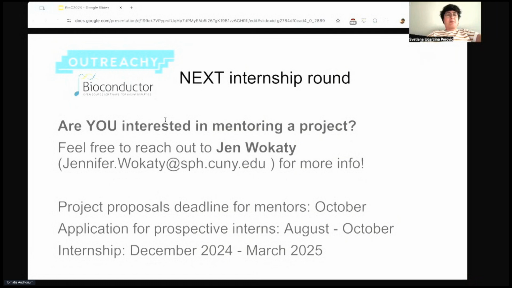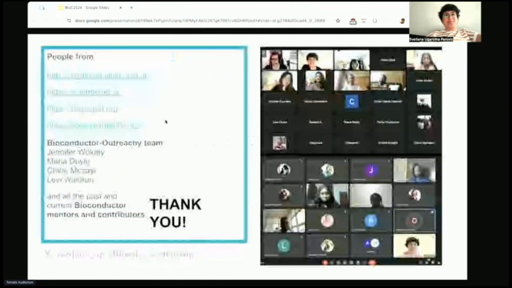For the next internship round, you are more than welcome to join us. If you are interested in mentoring, please reach out to Jen for more information. Here are listed the key dates. We encourage you to join us and to continue together fostering growth and development within the Bioconductor community.